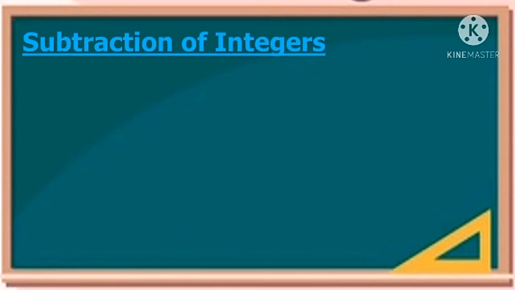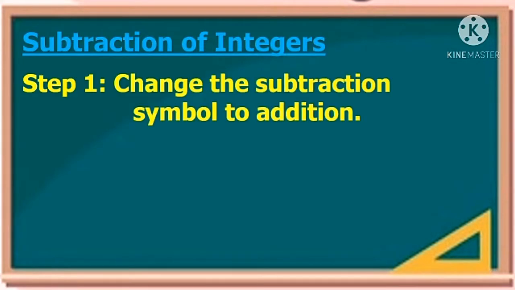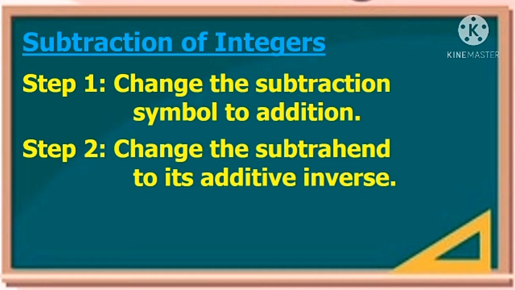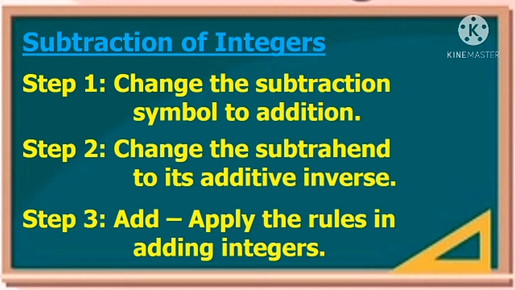Now, let us study the subtraction of integers. Subtraction of integers have 3 steps. Step 1. Change the subtraction symbol to addition. Step 2. Change the subtrahend to its additive inverse. And step 3. Add. Apply the rules in adding integers.